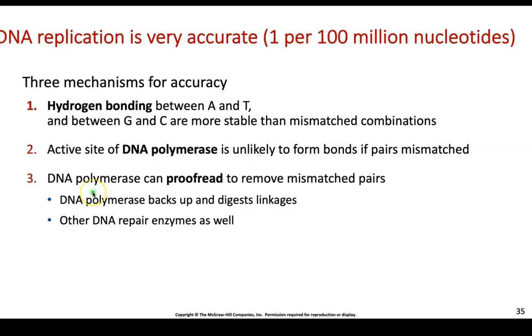And finally, DNA polymerase has a little bit of a backspace button, so it can proofread if there are any mismatched pairs. So as DNA polymerase is going along, just like if you're typing a paper and you misspell something, it can back up, make that change, and then continue to move along. We're only talking about DNA polymerase in this course, but there are other DNA repair enzymes in your body that you can use to be able to correct the DNA if you've made a mistake at some point.